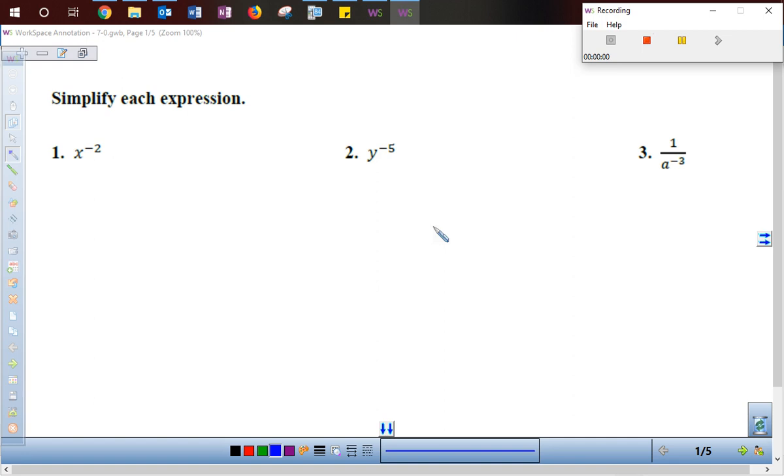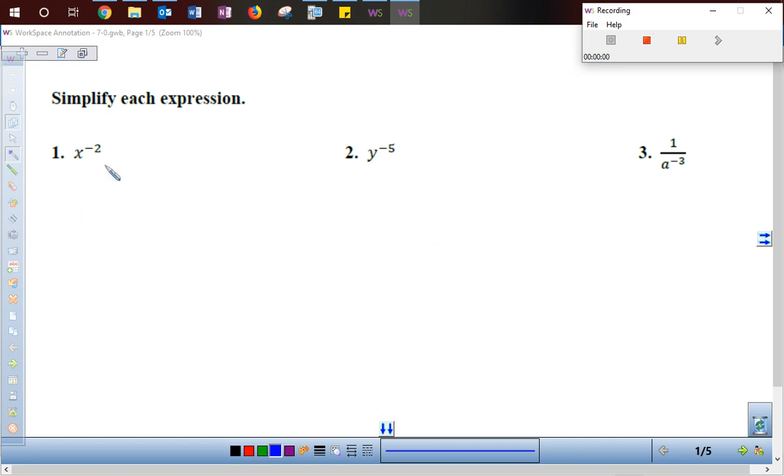Okay guys, today we're going to start our chapter on exponents. Now the first thing that we're going to talk about is what happens when you have a negative exponent. Now, negative exponents aren't something that we are allowed to have. Negative exponents are something that we want to get rid of.